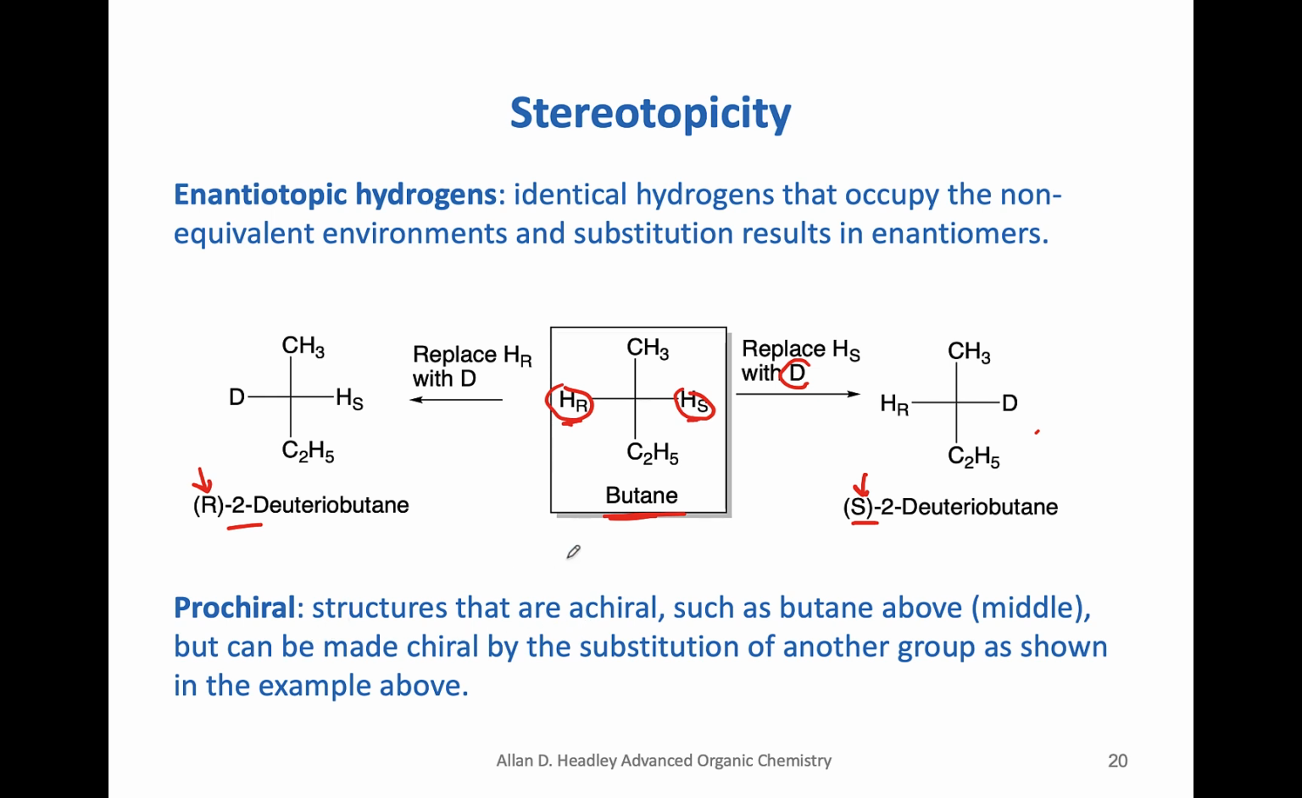prochiral. So the molecule here, butane, is prochiral, even though it's achiral. But if substitution of the hydrogen gives you the enantiomer, then it's described as a prochiral hydrogen here and a prochiral hydrogen here.